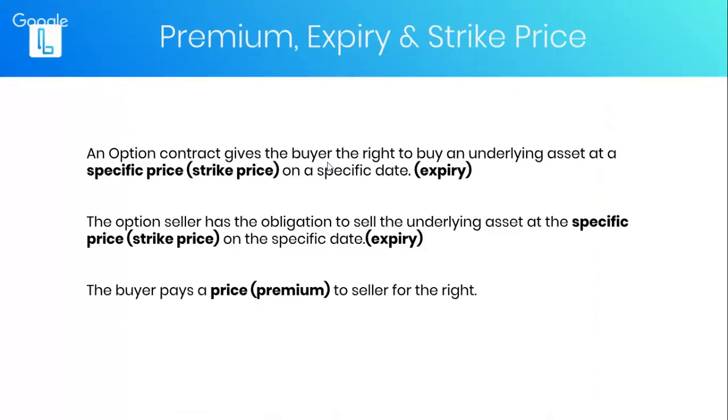So an option contract gives the buyer a right to buy an underlying asset. The underlying asset in this case, what we were discussing, is a house. So it is a right to buy an underlying asset at a specific price, called the strike price. So what's the specific price here? It is 5 CR, and 5 CR would be the strike price, on a specified date. So when is that specified date? As I said, 3 months from today.